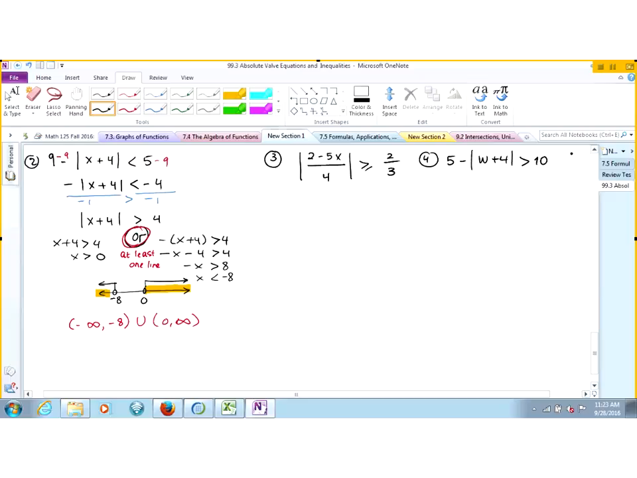Or n for number 3. This is already isolated, right? Or n. Number 3. Not yet. You have to isolate it first. Remember, before you can say this is or n, you have to isolate it first. Okay, so or.